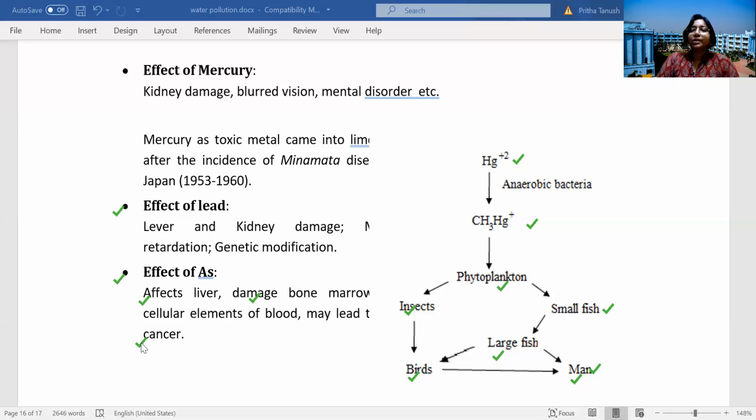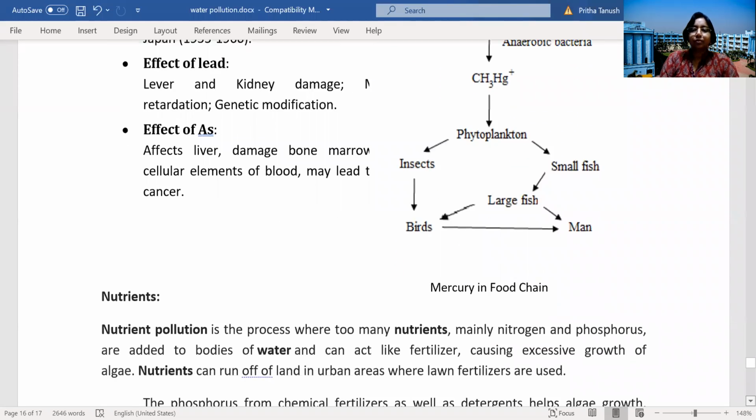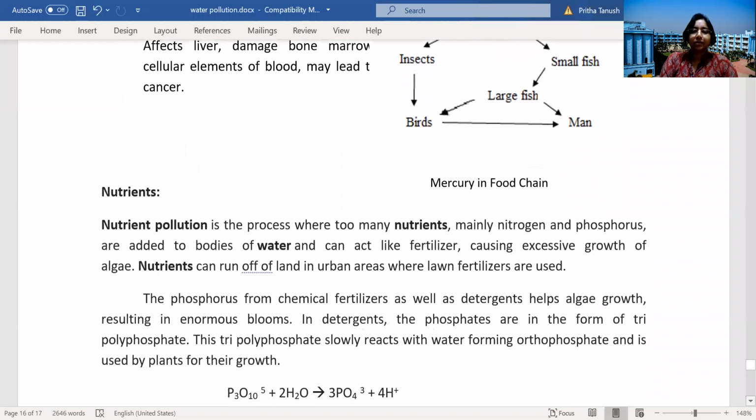And arsenic is very similar to phosphorus. So it replaces the phosphorus in ATP, adenosine triphosphate, and ADP, adenosine diphosphate. This is the main part of the Krebs cycle. So the efficiency of the Krebs cycle is reduced if we are contaminated with arsenic. Arsenic contamination is increasing day by day and it is becoming dangerous. So we have to take care of this and purify the water.